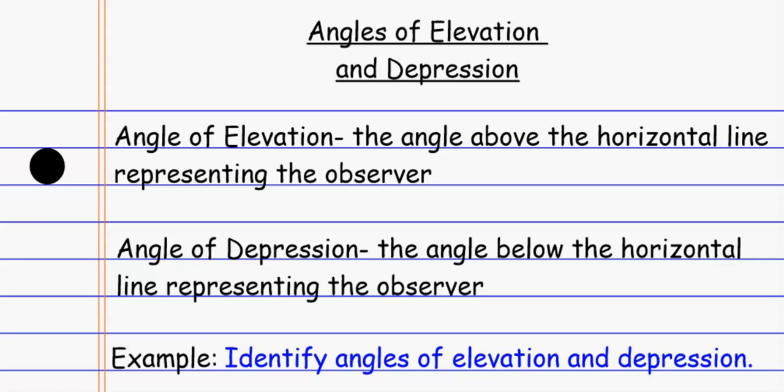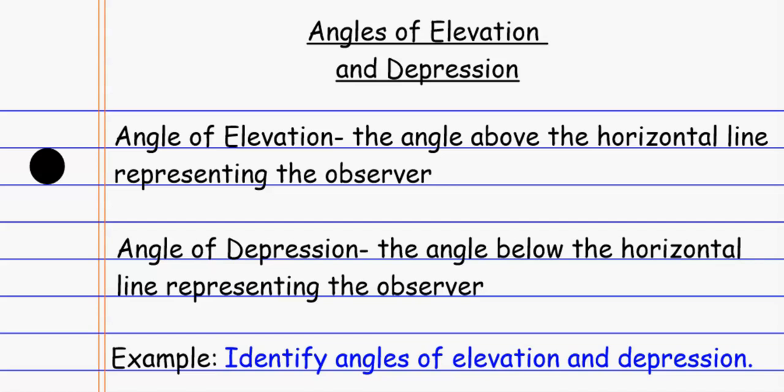Once again, an angle of elevation is the angle above the horizontal line representing the observer, and the angle of depression is the angle below the horizontal line representing the observer. Think of your eye line. If you stare straight ahead, your eye line is a horizontal line, and if you tilt your head up, that would be an angle of elevation.